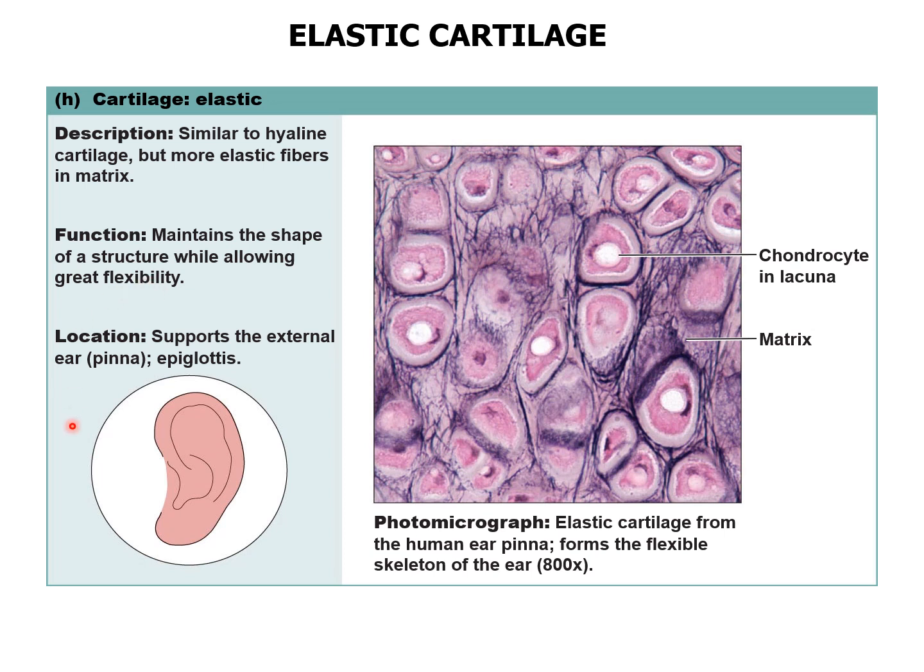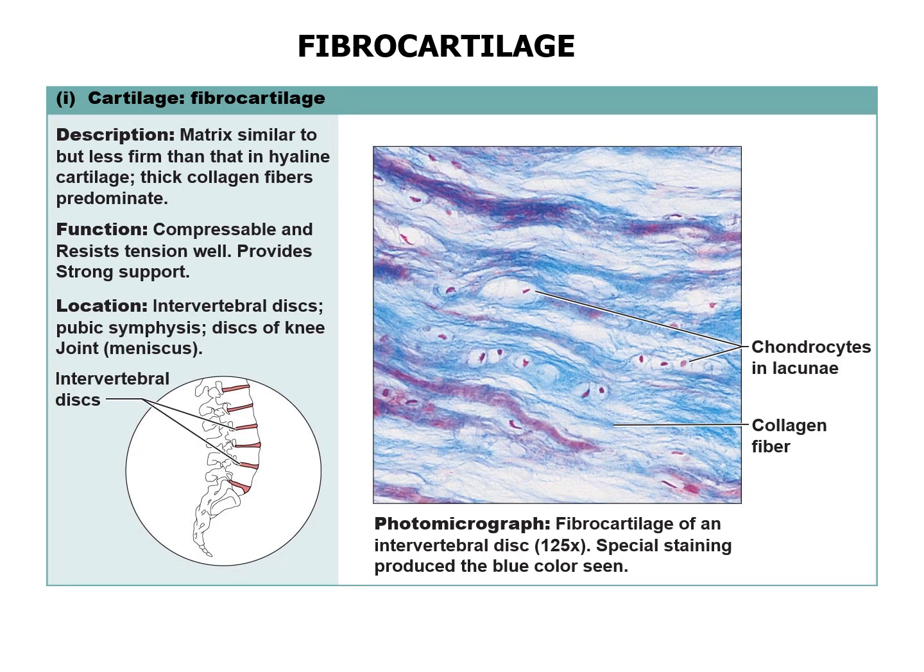We only see elastic cartilage in two very specific spots in the body, and both areas begin with the letter E, just like elastic does. The external ear and the epiglottis. The epiglottis is a flap of cartilage that blocks the trachea or the windpipe when you're swallowing so you don't choke. The third and final type of cartilage is fibrocartilage.